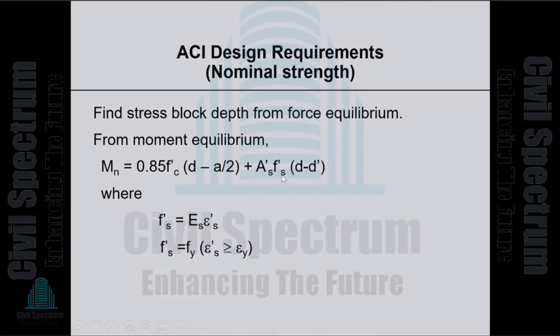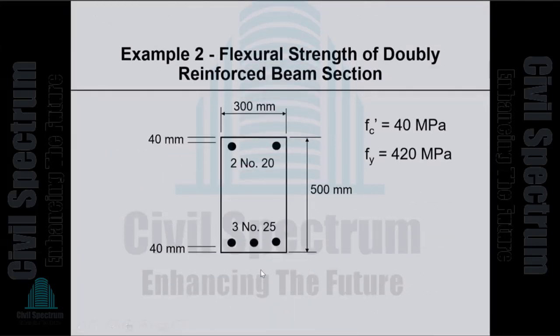The compression steel stress is the strain in the compression steel multiplied by the modulus of elasticity of the steel. Or if the compression steel strain goes beyond the yield strain, then the compression steel is also yielding, and then the compressive steel stress is equal to the yield strength f sub y. It is as simple as that.